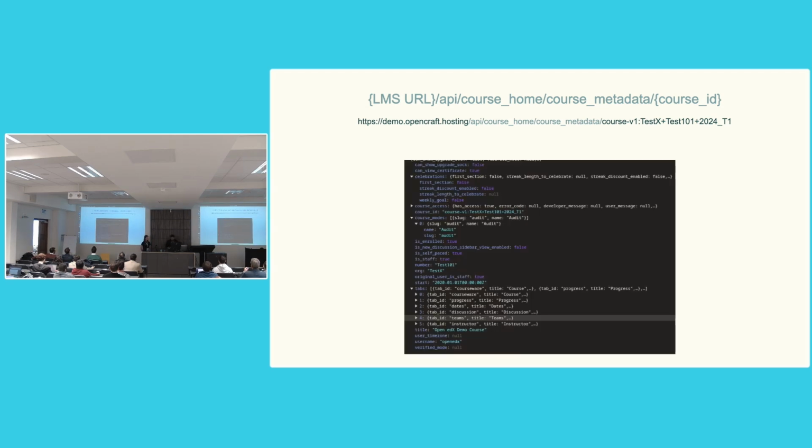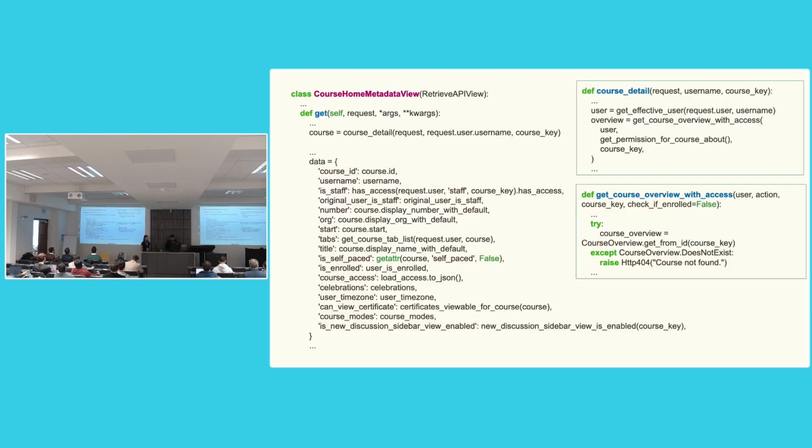It gives the MFE the context about the course: things like what course tabs are available, whether the user is staff, whether they're enrolled. So a bunch of information is returned from there. Taking a look at the view, you can see that most of the data is fetched from the course overview module, and this is what is returned through the API.